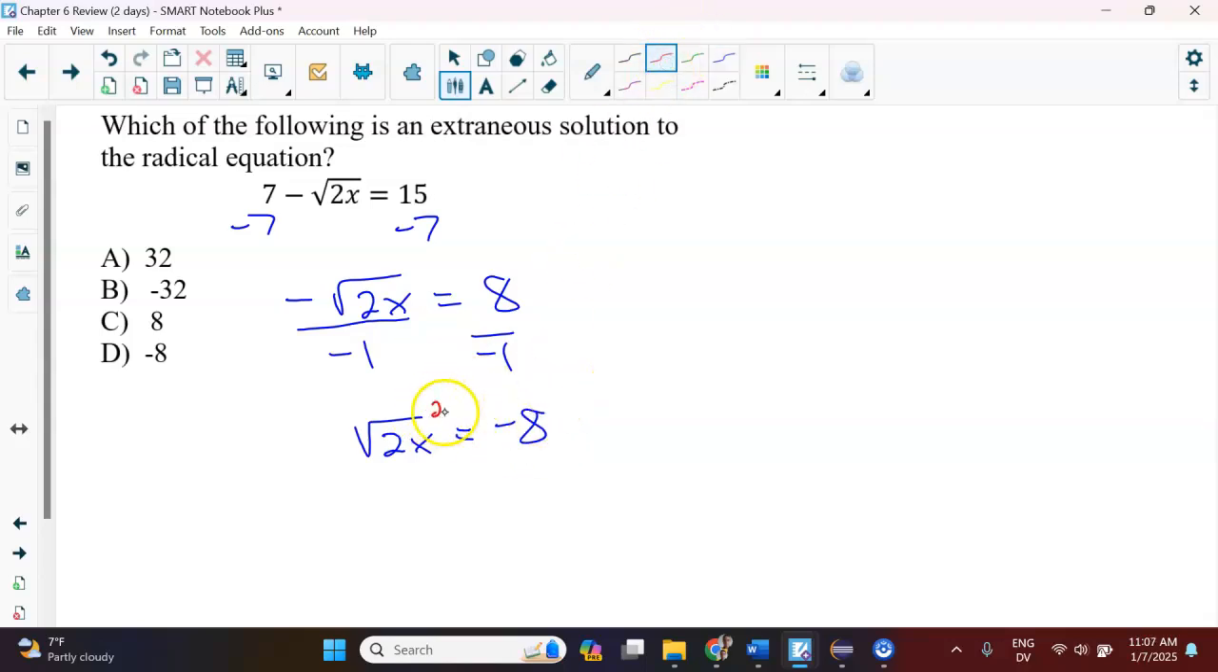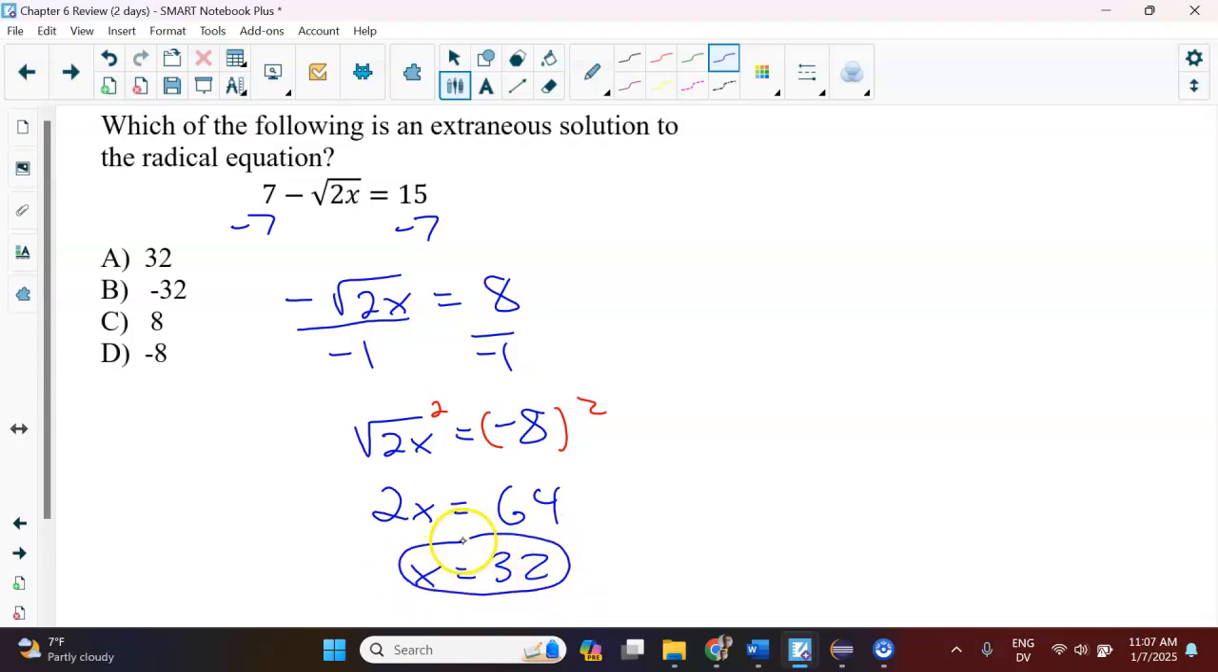Okay, and now we're going to square. And if you're using a calculator here, when you square negative 8, make sure you put it in parentheses. Cancels out on the left, and we get positive 64 on that side, negative times negative. And then divide by 2, and we get positive 32. Okay, and then before I go on, it says which is extraneous. So I'm guessing this one's going to be extraneous because it's our only possible solution.